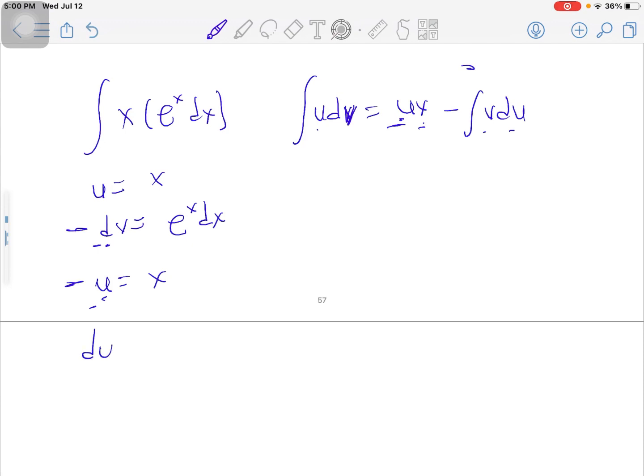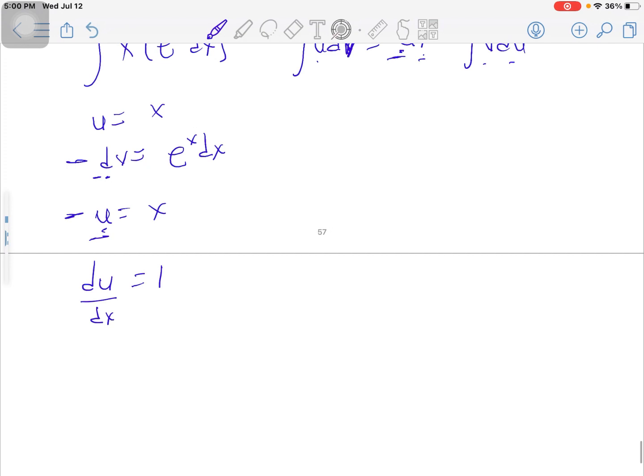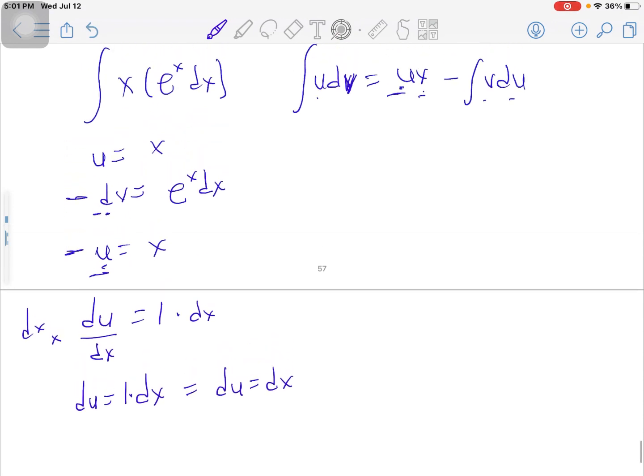So in finding the du, you need to find the differential of u with respect to x, and the differential of u with respect to x here is 1. That is du/dx is equal to 1. So making du the subject, I'll multiply both sides by dx, and we get du is equal to 1 times dx, which is the same as dx. Now I have my du is equal to my dx. That is what I have over here.